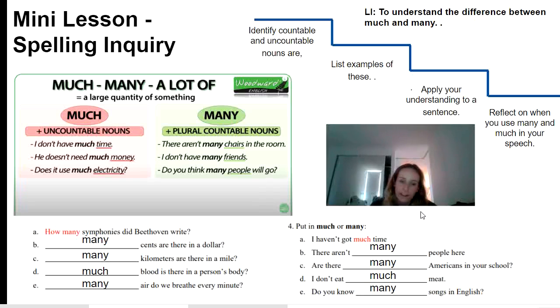All right, well, hopefully this has given you a bit of understanding on when to use much and many. For your task, you're going to answer a worksheet and practice the implementation of some of these. And then you're going to complete a spelling inquiry on one word that you came across in your inquiry research to learn more about that word. Okay, have fun.